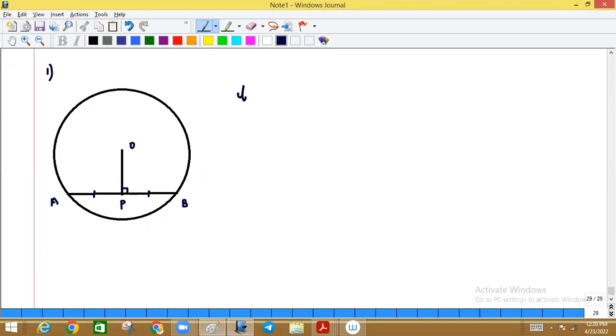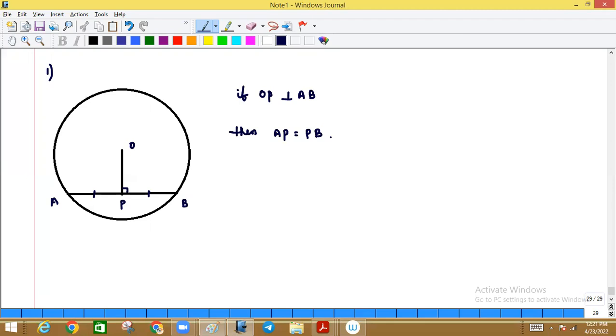Meaning, if OP is perpendicular to AB, then AP is equal to PB. So a perpendicular drawn from the center to a chord of a circle divides the chord into two equal parts. You can say it is vice versa. Vice versa means if a line drawn from the center divides the chord into two equal parts, that line is perpendicular to the chord.